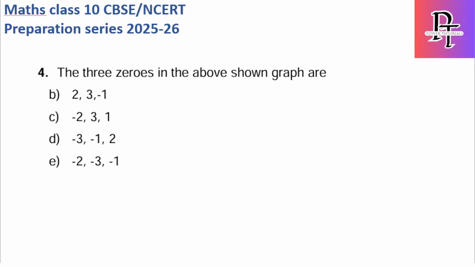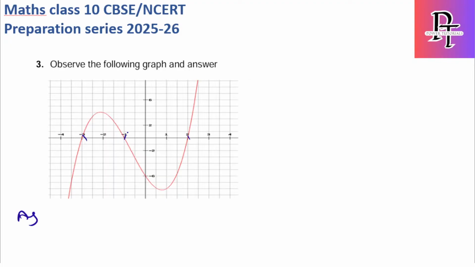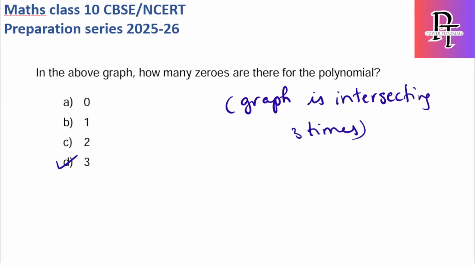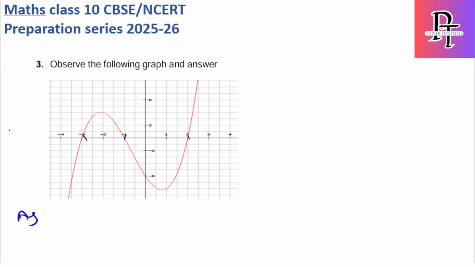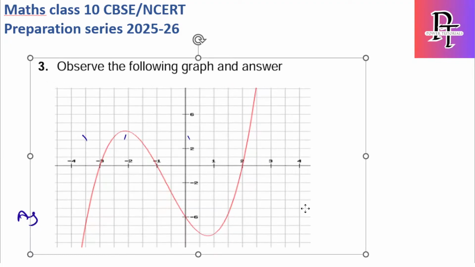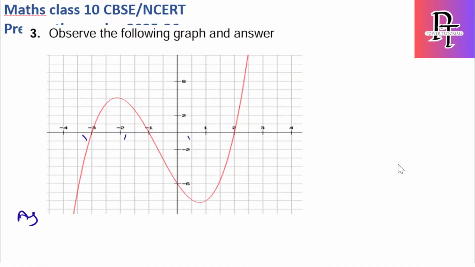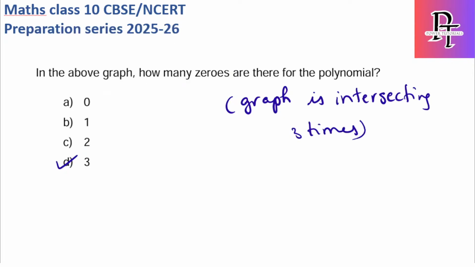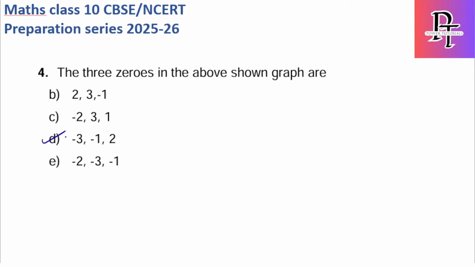The zeros in the above graph, so simply zeros are asked, it is minus 3, minus 1 and 2. I'll just zoom this so that it will be easy to understand. Hope now it is clear. It is minus 3, minus 1 and 2. So D is the right answer. Okay, next is the last question.